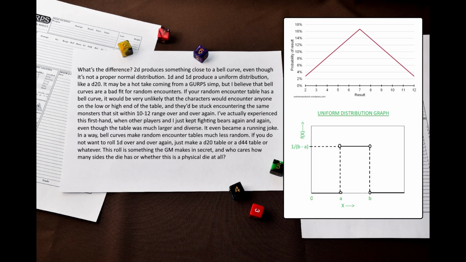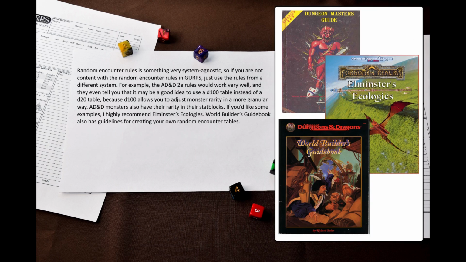If you do not want to roll 1D and 1D over and over again, just make a D20 table or a D44 table or whatever. This roll is something the GM makes in secret, so who cares how many sides the die has, or whether this is a physical die at all. Random encounter rules are something very system agnostic, so if you are not content with the random encounter rules in GURPS, just use the rules from a different system.